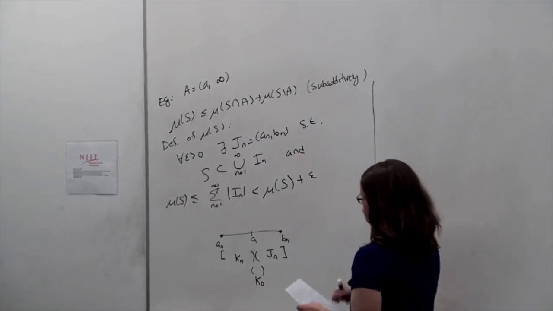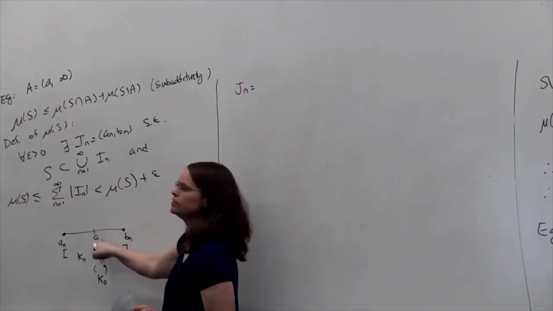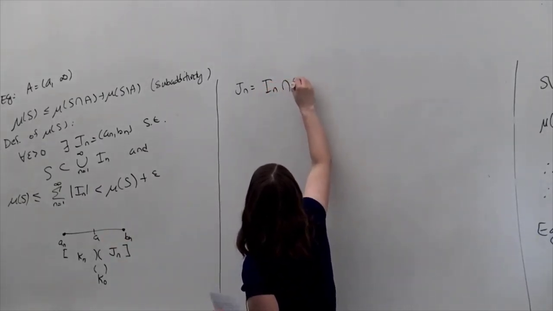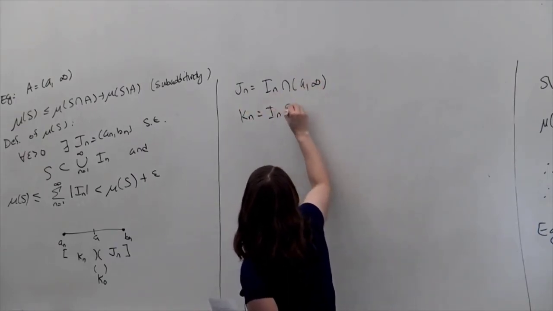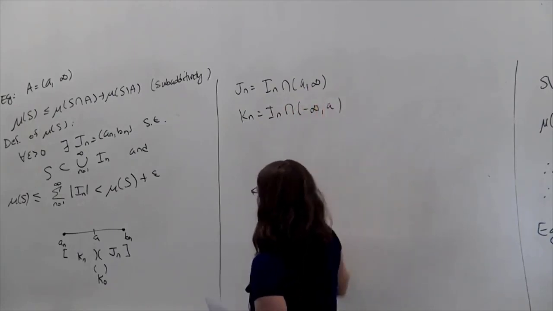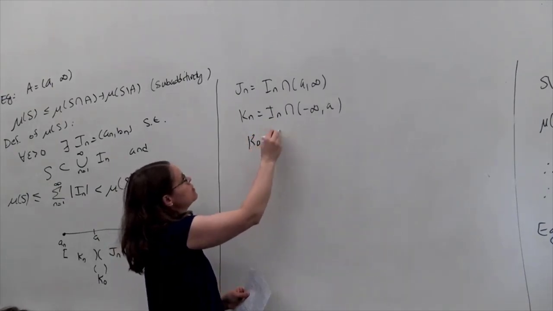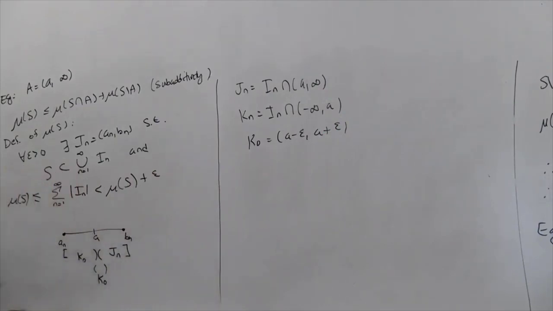Okay, so let me write down the definitions of these. So J_n is just the part of my interval that lives above A. K_n is the part that lives below A. And K_0 is a little bubble around A. Okay, and I'm going to start intersecting S with all of these different pieces and see what happens.